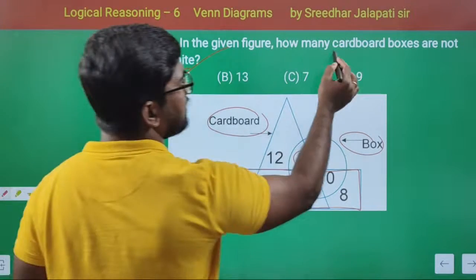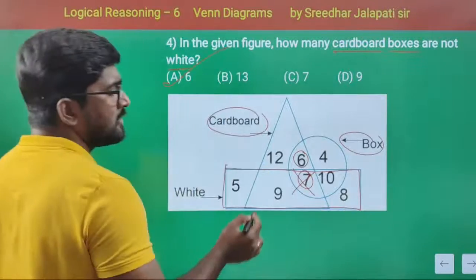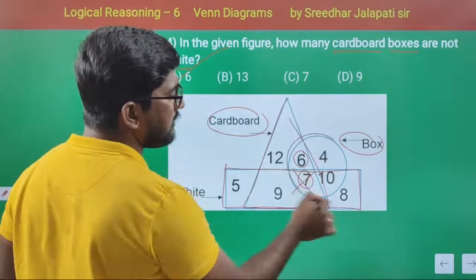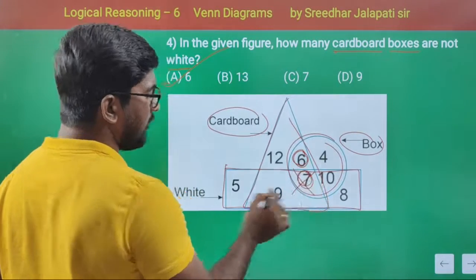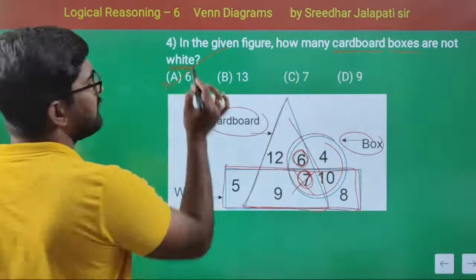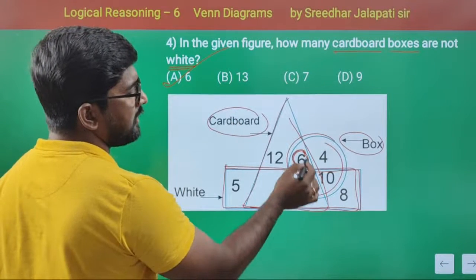Cardboard boxes is nothing but cardboard as well as box. So cardboard and box intersection: cardboard is triangle, box is circle, so the intersection is 6 and 7, but out of that 7 is in white. We said do not include which are in white, so if I exclude this 7, then the remaining is 6, and that is the answer.